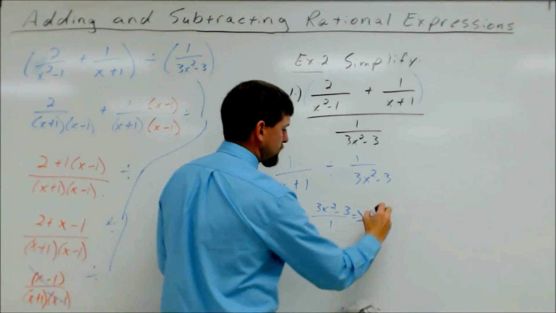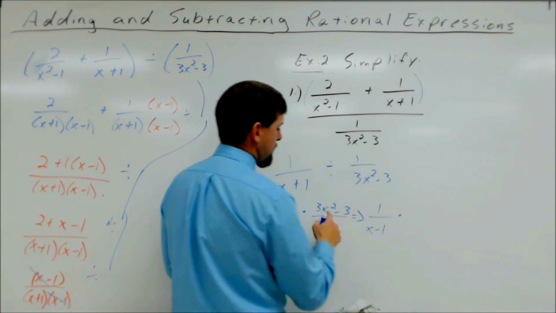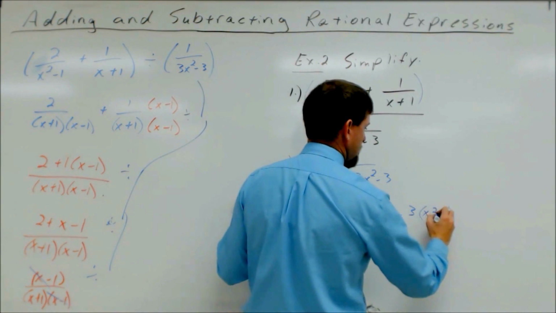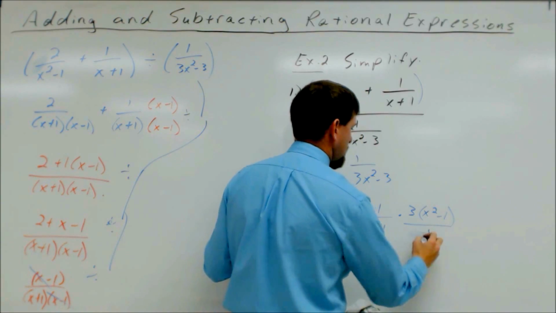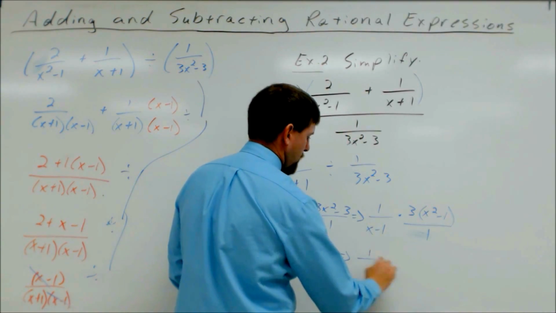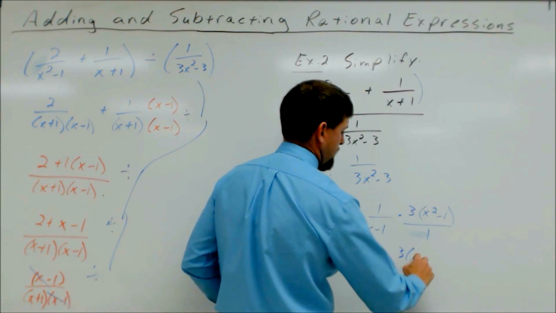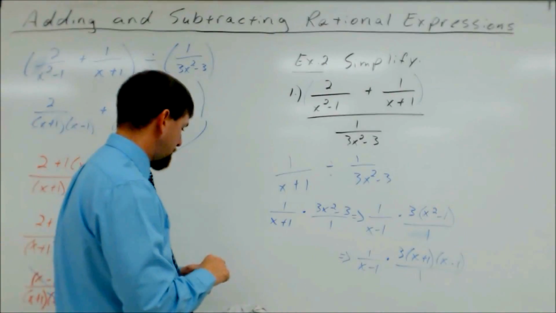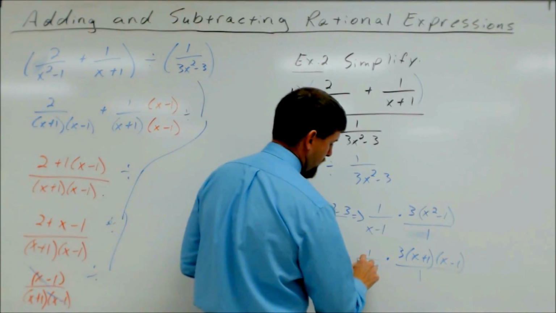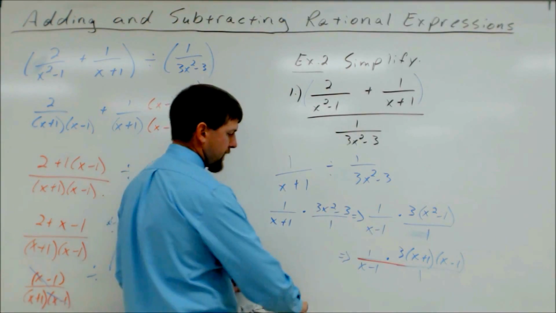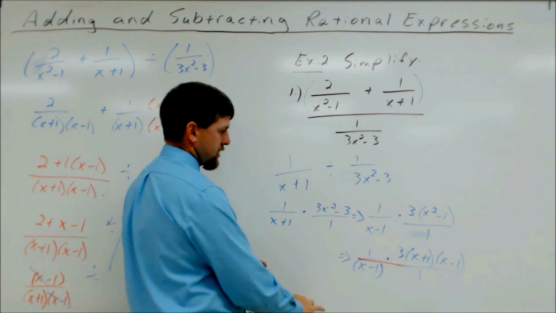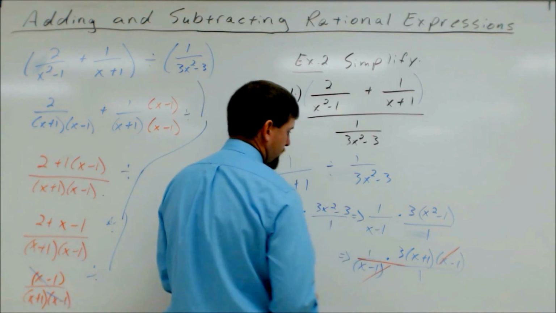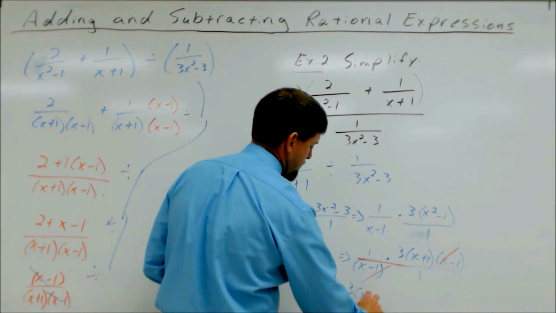Factor, so 1 over x plus 1 times, has a common factor of 3, is going to give me 3 times x squared minus 1 over 1. Still factoring it down, 1 over x plus 1 times 3 over a difference of two squares, x plus 1, x minus 1 over 1. Now we put it together, remember multiply, put those numerators together, denominators together, and this factor right here matches this factor up here. So the x plus 1's cancel, and what do we end up with in the end? We end up with 3 times x minus 1.